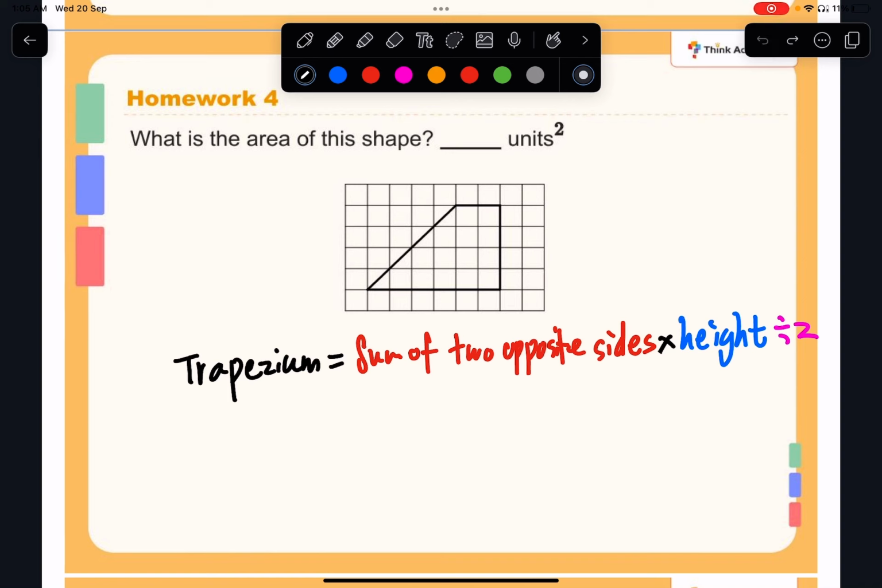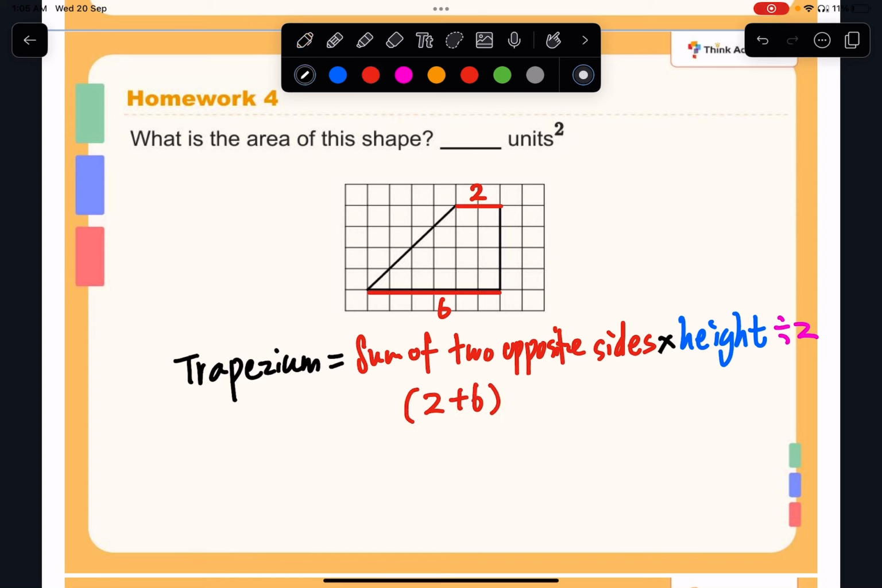So if you understand it, let's try to find the two opposite sides. So where are the two opposite sides? Is it these two sides? No, the two opposite sides must be parallel. So this side and this side. These two are the two opposite sides. So what are their lengths? This one is actually 2. Okay, 2. And this line is 6 units. So what is the sum of these two sides? It will be 2 plus 6, right?